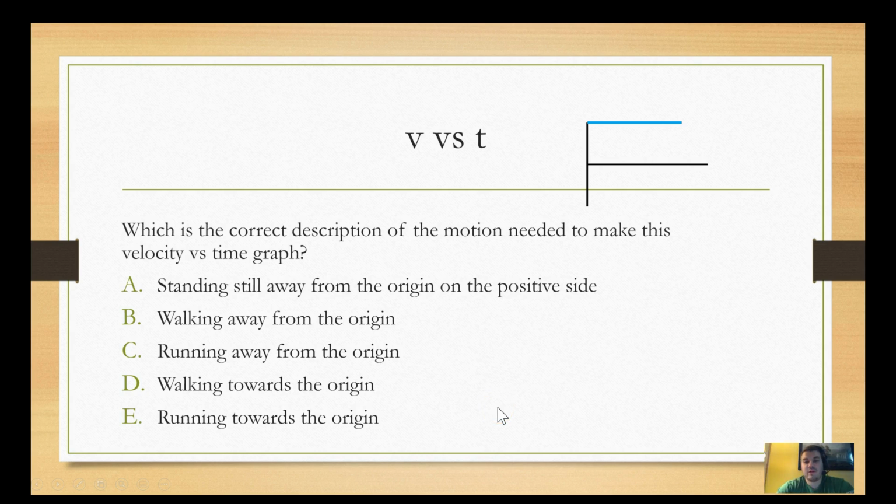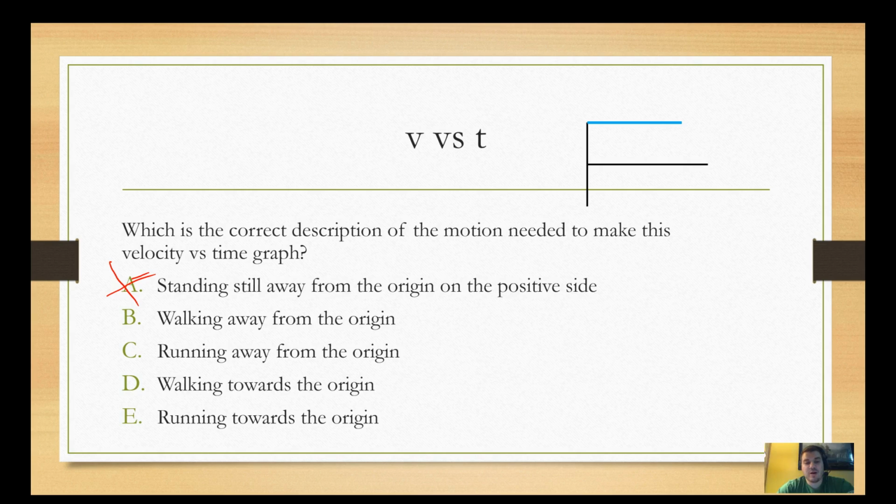So now we have a velocity versus time graph. What does this show? What sort of motion would we need? So the first option is one that's often chosen that would be a mistake. For a velocity versus time graph, I'm not standing still because my velocity is not 0. So answer A would be correct if this was a position versus time graph.